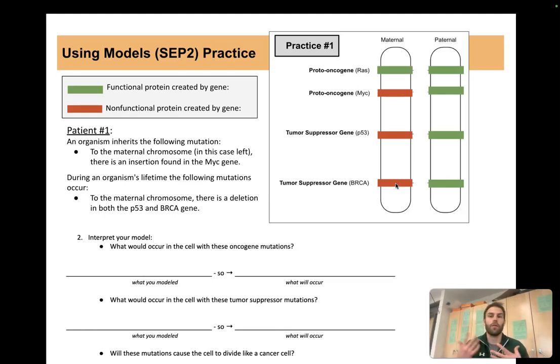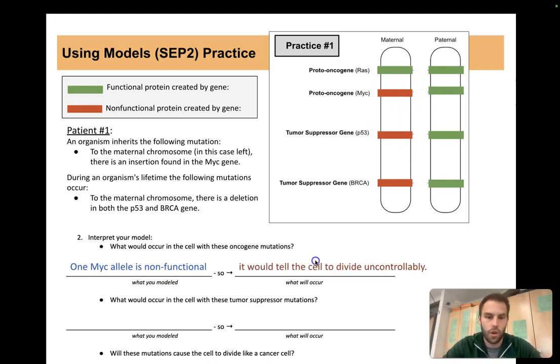So now I have to talk about, okay, would the cell divide like a cancer cell? I'll always talk about the oncogenes or proto-oncogenes and then the two tumor suppressor genes. And I always like to use this format. What did you model? What's going to happen as a result? So one MYC allele is non-functional. That's what I modeled right here. So it would tell the cell to divide uncontrollably.